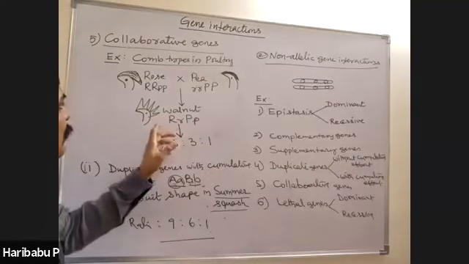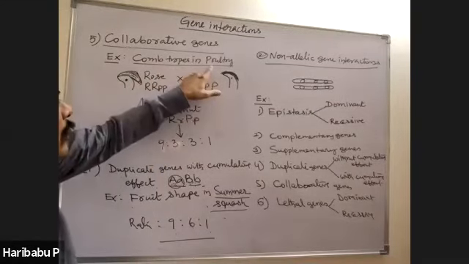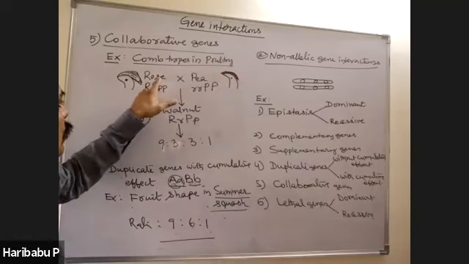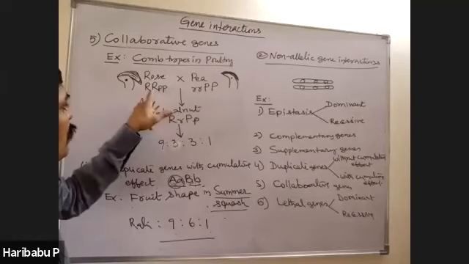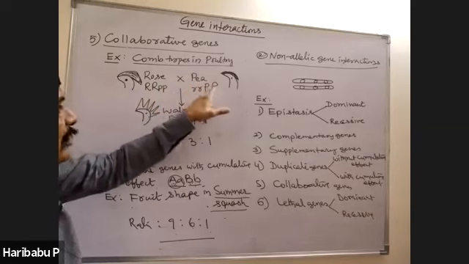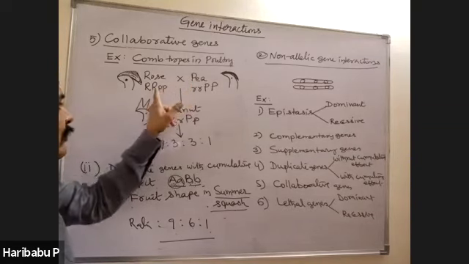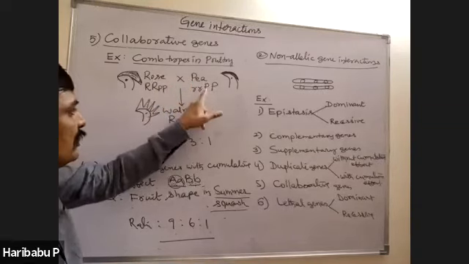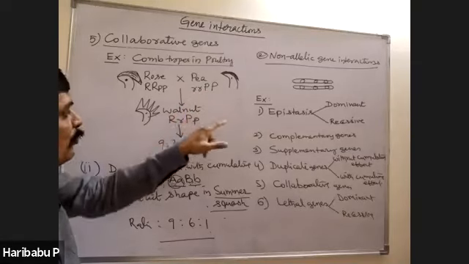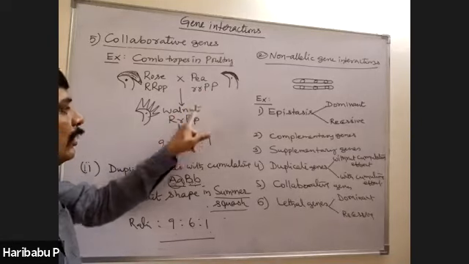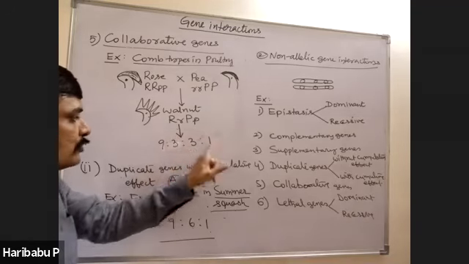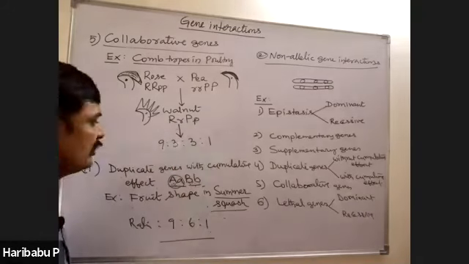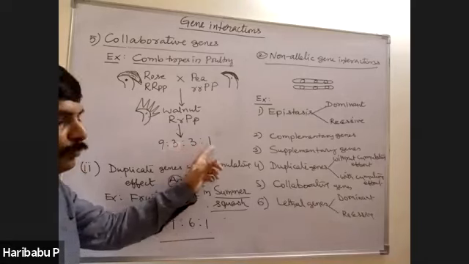The best example for this is comb types in poultry. Rose comb, pea comb. Rose is controlled by this dominant gene, pea is controlled by this dominant gene. But when these two genes interact with each other, it produces another comb type called walnut comb. And in the F2, they produce in the ratio of 9:3:3:1.